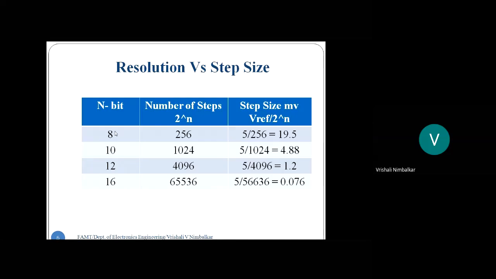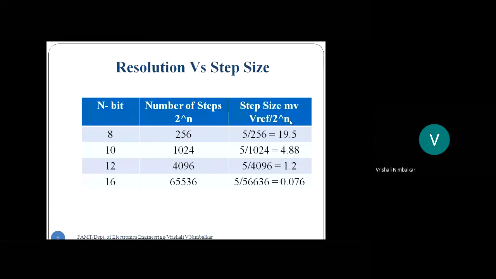When I say 8-bit ADC, how many steps will be generated? 2 raised to n. So 2 raised to 8 is 256. These many steps, or these many digital combinations, will be generated. For a 10-bit ADC, 2 raised to 10, 1024 digital combinations will be generated. That means that many steps. For a 12-bit ADC, 2 raised to 12, 4096 digital combinations or steps. 2 raised to 16 is 65536. These many digital combinations or steps will be generated.